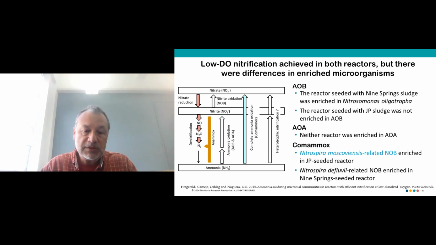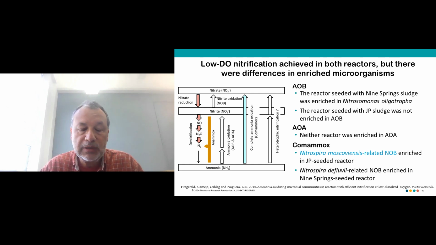And then comammox. This was at about the same time that comammox was starting to be described, but when we did the experiments, we didn't know that comammox existed. What we saw was a difference in the accumulation of nitrite oxidizing bacteria. In the Jefferson's Peak low DO sludge, Nitrospira moscoviensis related NOBs were the ones that were prevalent. Now, Nitrospira moscoviensis related NOBs are closely related to what we know to be comammox organisms right now. 16S is not sufficient to differentiate that.